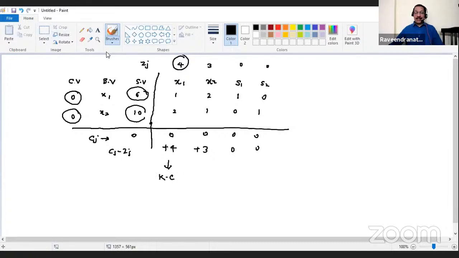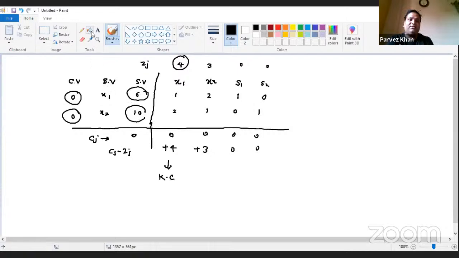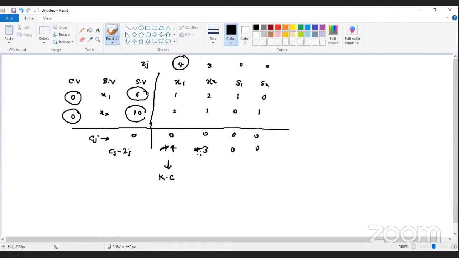Yes, I will look at that question after this. If it is a negative value, then it will be 3? Negative means highest negativity, I said. So suppose this is minus 4 and this is minus 3. Which has the highest negativity? Minus 4 has the highest negativity, right?